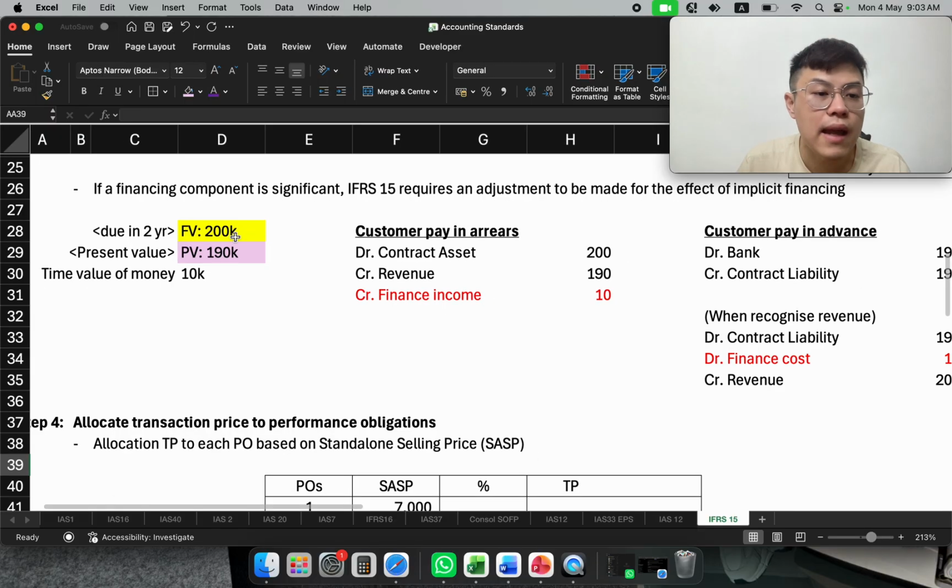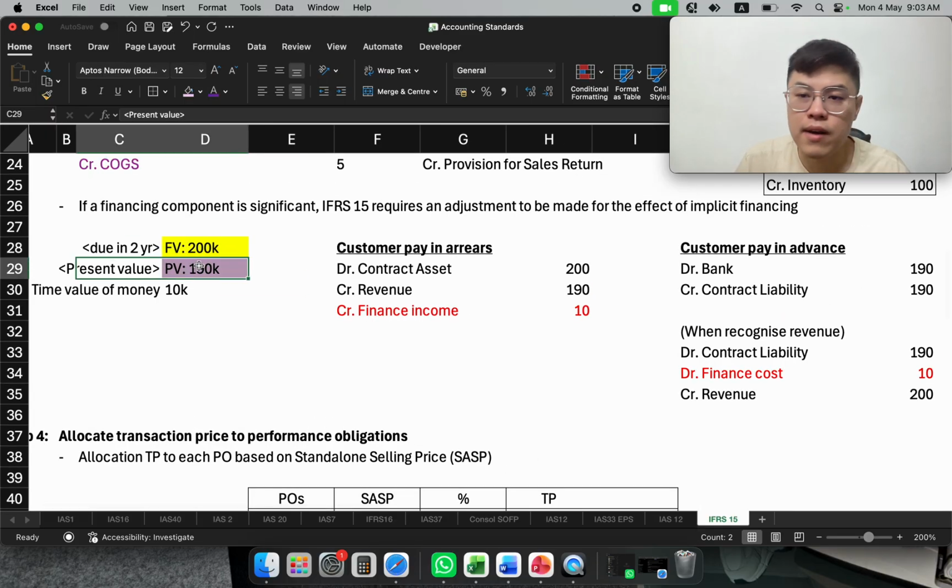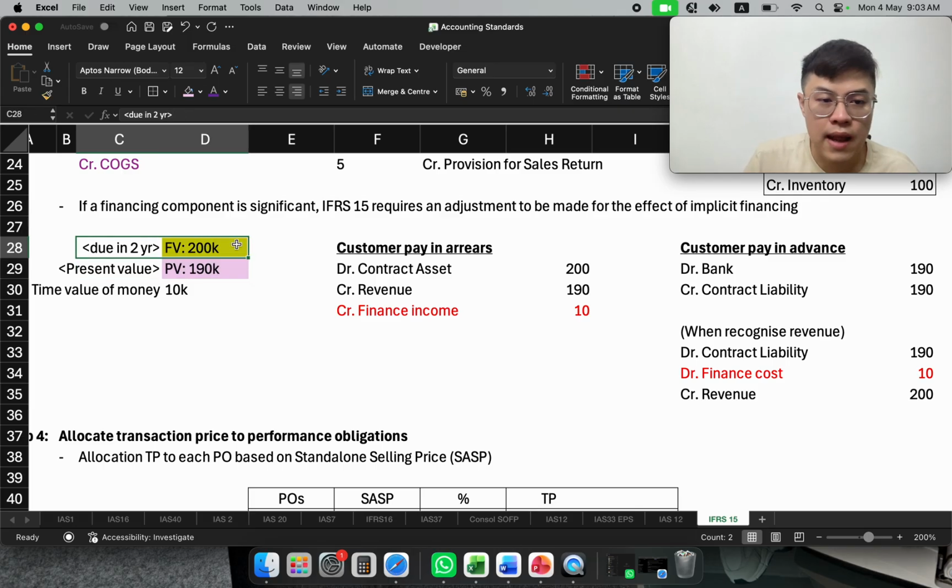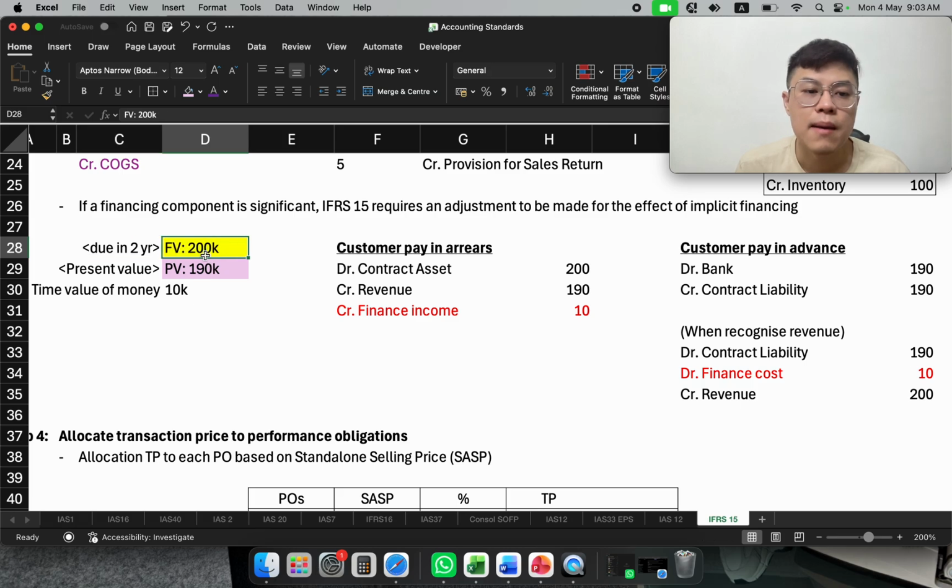If I'm telling you that the present value is 190,000, and this present value gives us a future value of 200,000, so we discount 200k back to present 190, or we convert the 190 present value to a future value of 200. And the difference of 10K is the time value of money, for example.